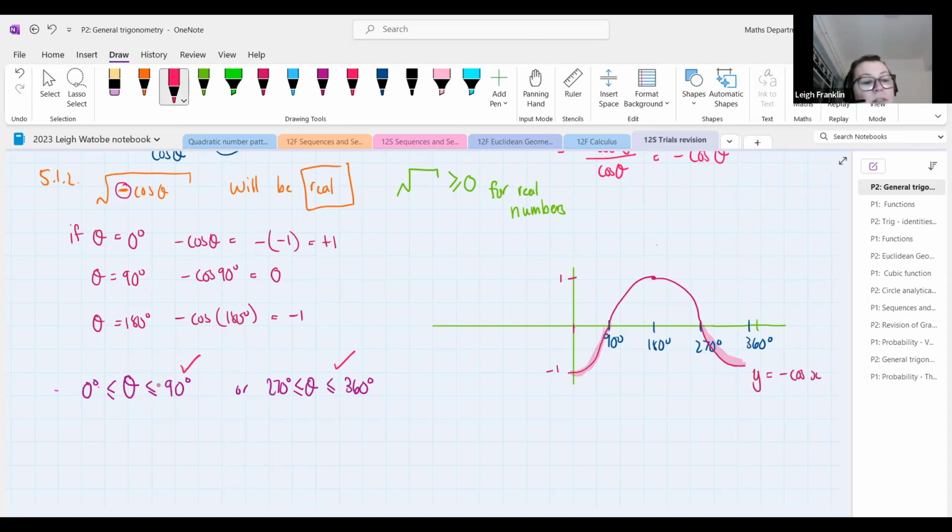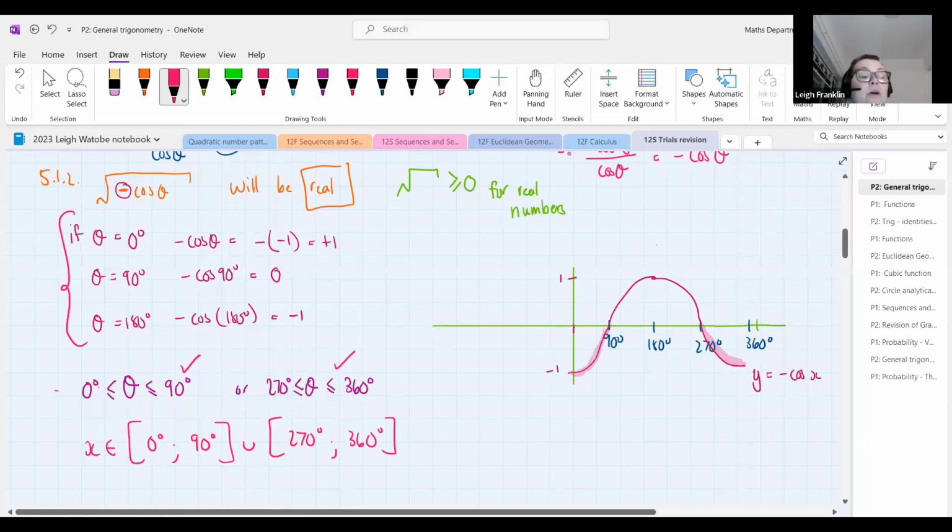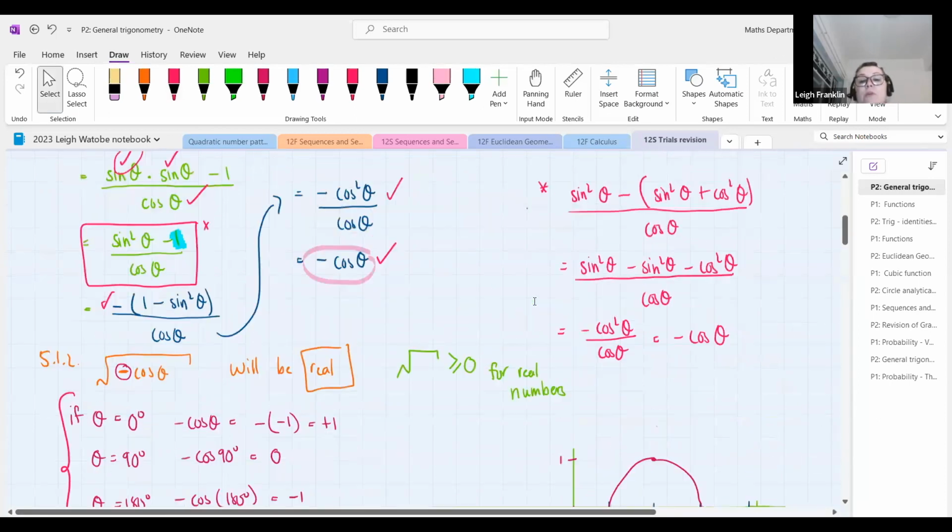So if you wanted to say x is an element of square brackets from 0 to 90 union 270 to 360, that's just a different way of writing the same thing. No, you don't have to show the calculations. I was just doing this over here to explain where my answer comes from. So this would be answer only.